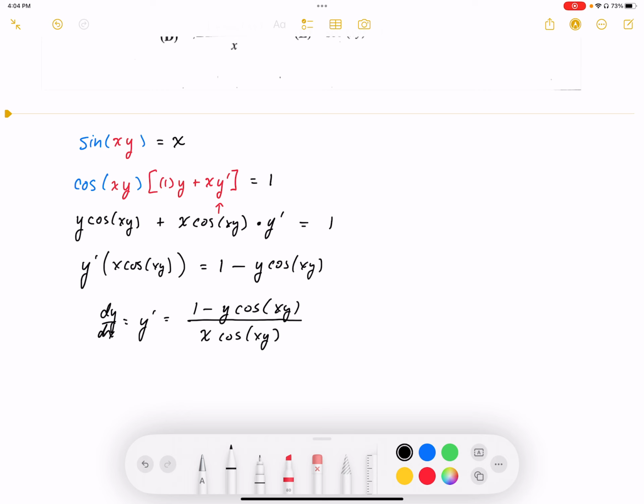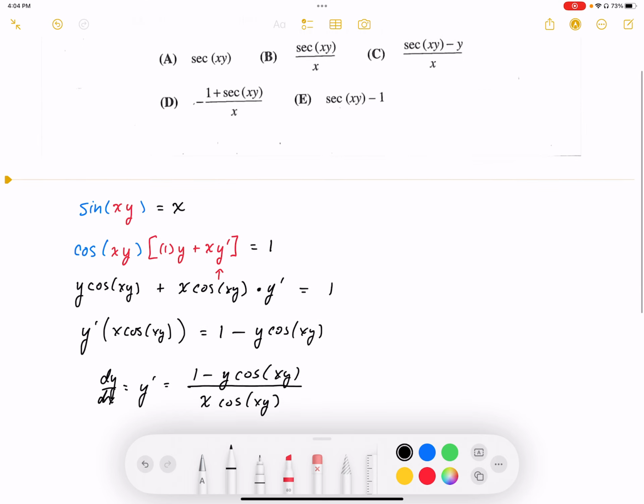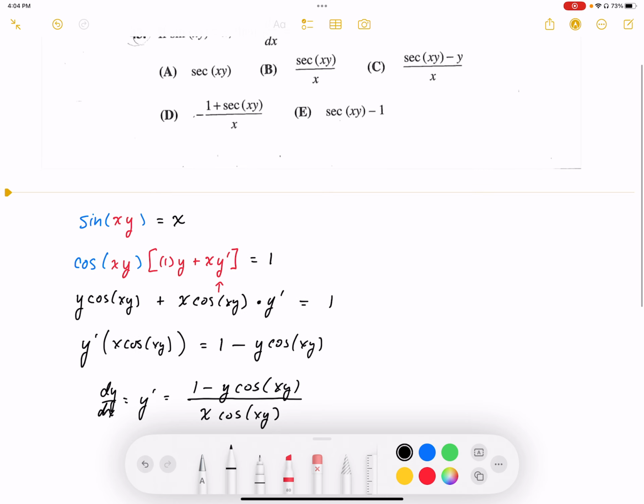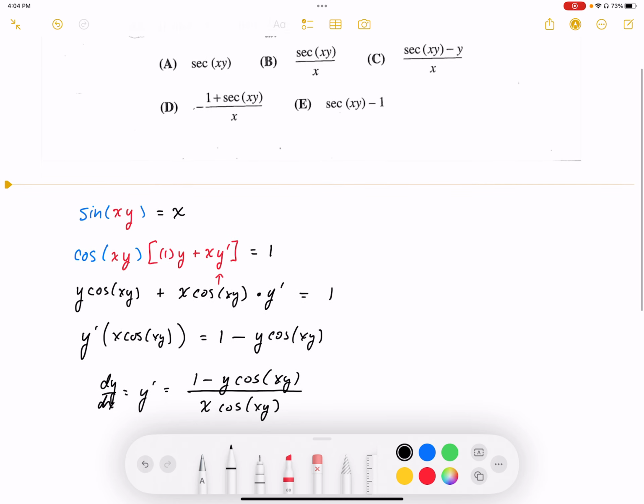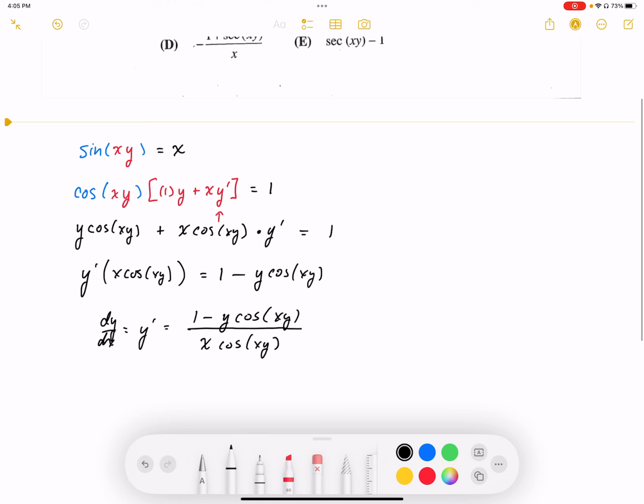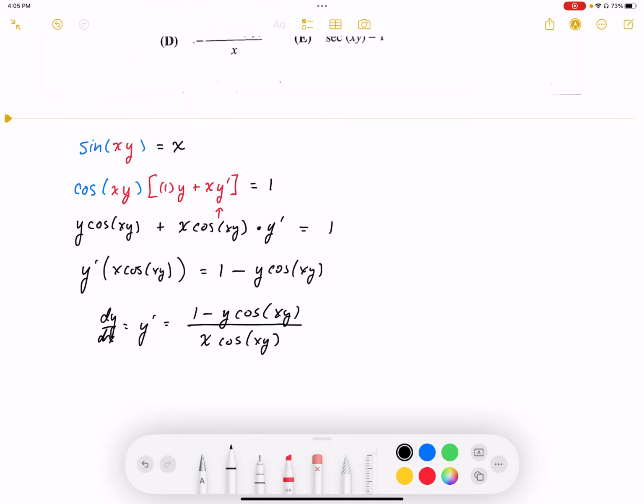There's my answer. Now, the problem with this answer is that it does not match one of my selections, because my answer is in terms of cosine, but the answers are in terms of secant. So what I'm going to do is get rid of my cosine and replace it with secant. So this is the derivative, but now I'm going to get rid of the cosine in the denominator by multiplying the denominator by secant xy.